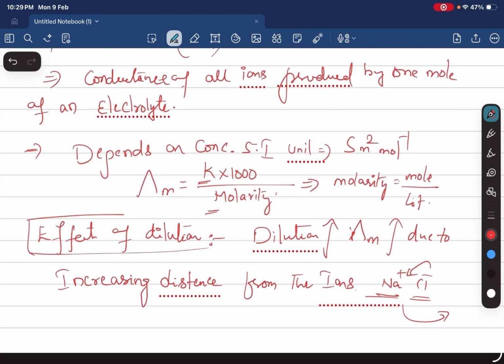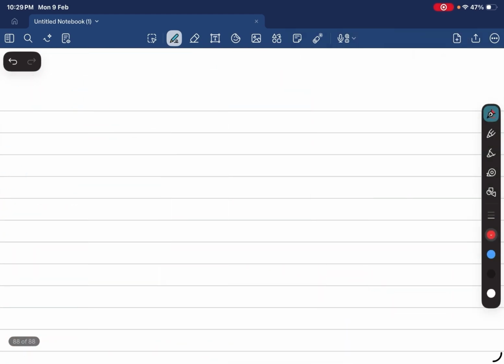So there will be no boundary for the molar conductance, as the interionic distance will increase. When the interionic distance increases, the molar conductance increases. That's the molar conductance and the dilution effect. Next one, equivalent conductance.